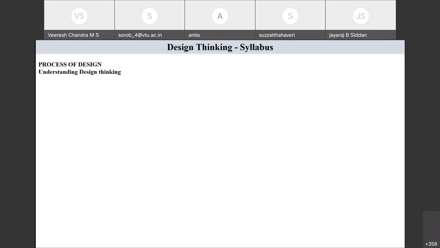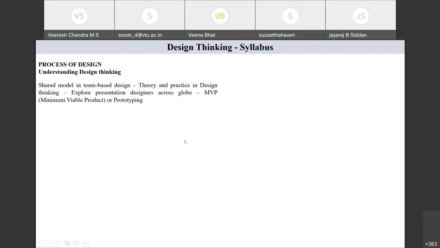All of them have adopted the design thinking process in their process flow. The initial thing is design thinking. Even if you consider business process modeling or business models, the initial thing is design thinking. When we discuss the third module, I'll explain it in detail. So the first module is the process of design, wherein we will teach students what exactly design thinking is and how we understand it. These are some of the topics under the first module.